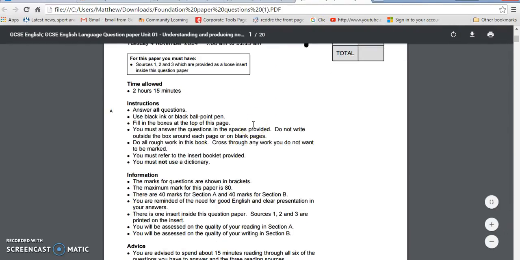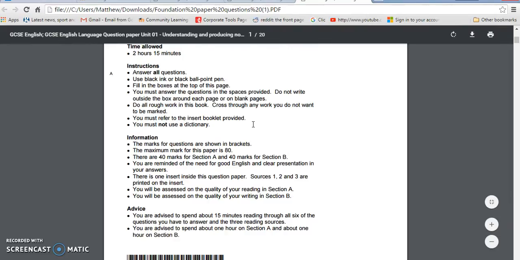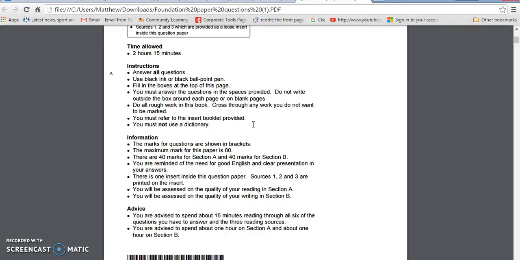Now the exam paper shows you that the maximum mark for this paper is 80. It's divided equally among sections A and B. Section A deals with reading skills, section B deals with writing skills.